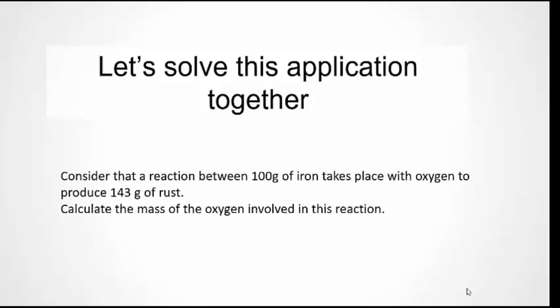Let's solve this application together. Consider that 100 grams of iron reacts with oxygen to produce 143 grams of rust. Calculate the mass of oxygen involved in this reaction. First, let's write the word equation of this reaction. Iron and oxygen are the reactants, and rust is the product.